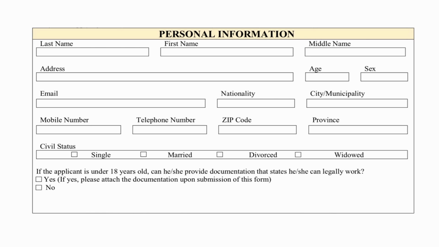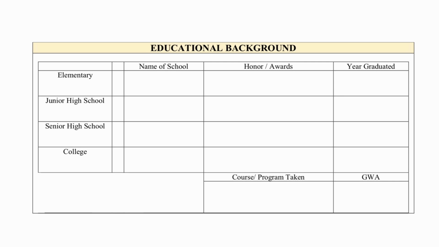All of this will serve as an agreement on working with our company and that they trust us that we will protect their information. The next is the educational background. This will tell if he or she is suitable for the job, position, and salary that he or she is applying for.